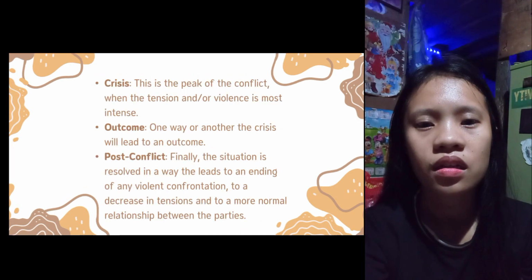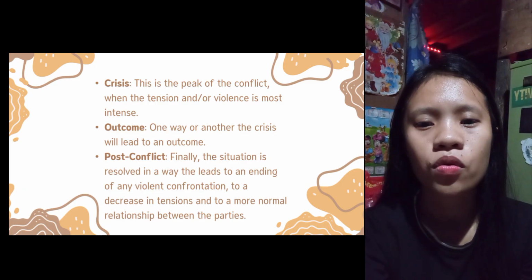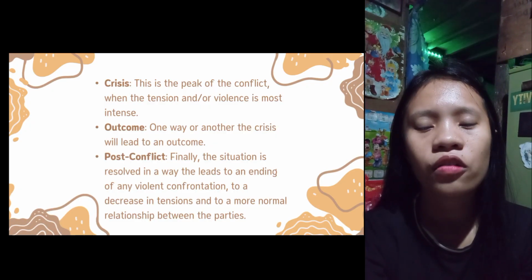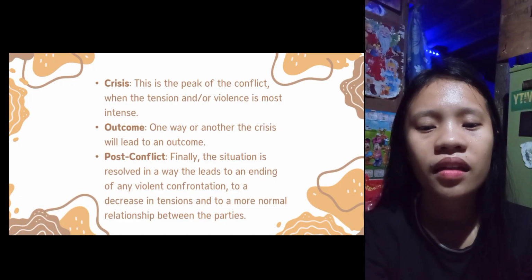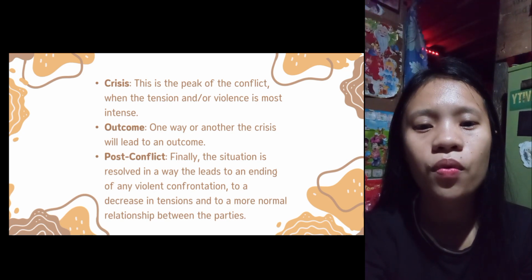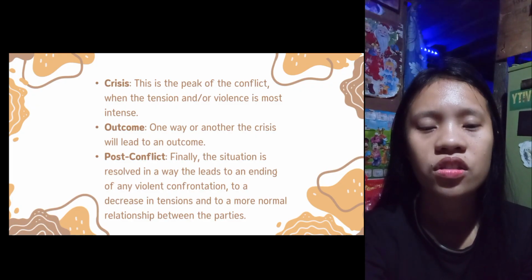Third is the crisis. This is the peak of the conflict, when the tension or the violence is most intense. Fourth is the outcome. One way or another, the crisis will lead to an outcome. And the last one is the post-conflict. Finally, the situation is resolved in a way that leads to an ending of any violent confrontation and a decrease in tension.